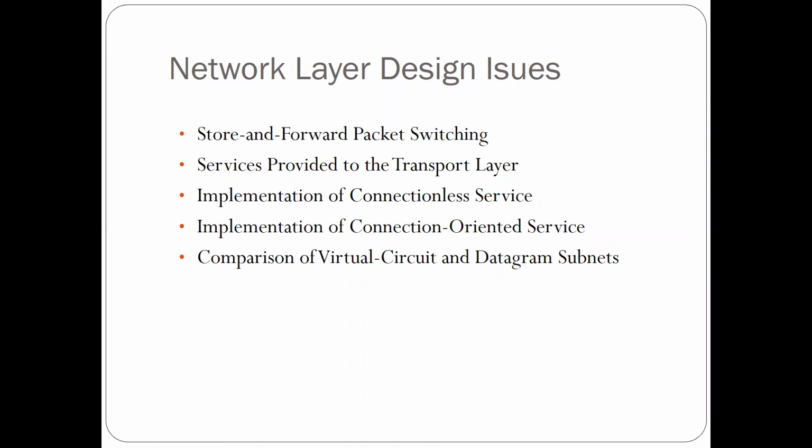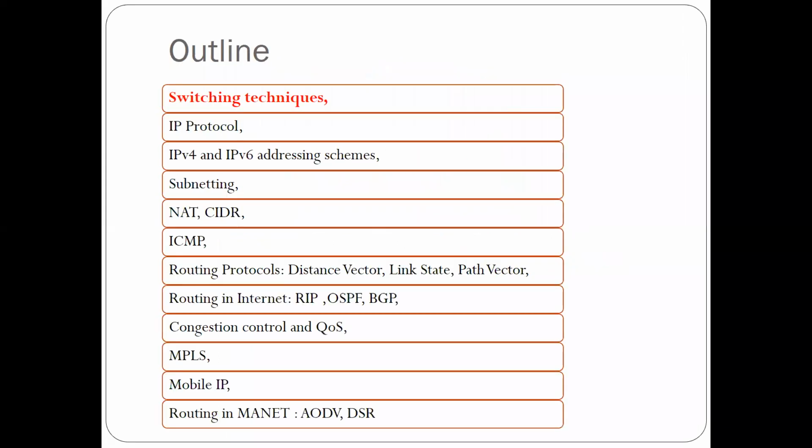How to store and forward the packet, what kind of services are provided to the transport layer, what type of implementation is there for connectionless service, what kind of implementation is there for connection oriented service, and how virtual circuits and datagram circuits work. So all issues we need to address one by one. This is the outline of your third unit.